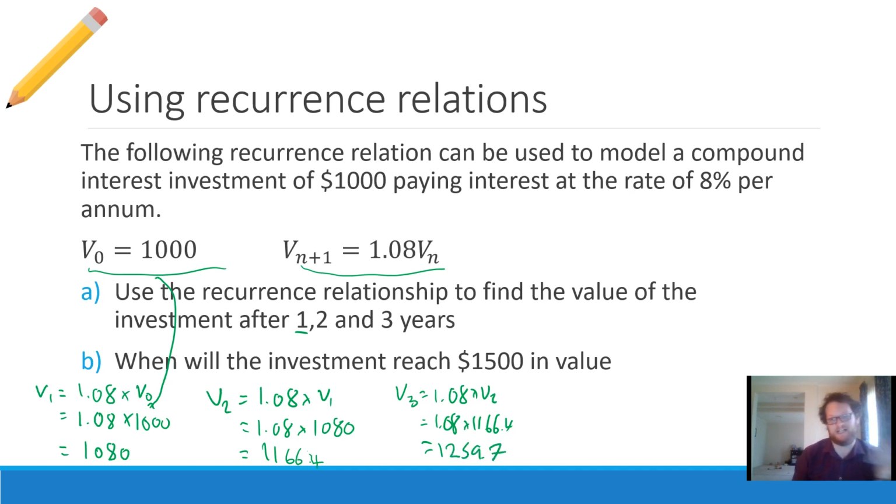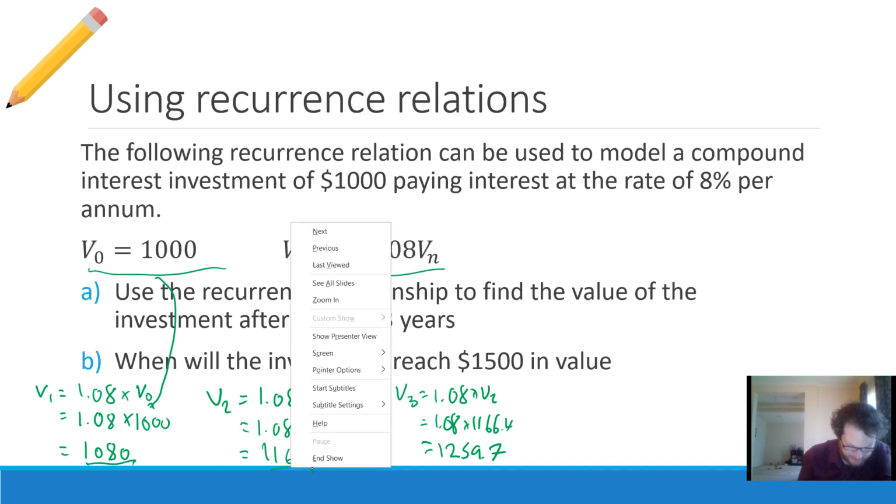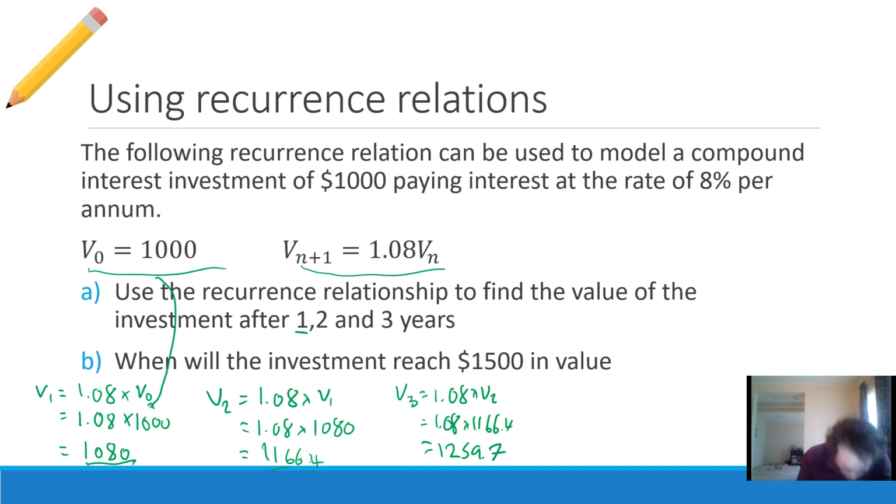It doesn't look like much like geometric increase yet, but you can sort of see it's like, okay, this one went up by 80, this one went up by 86, and so on, and it's going to go up faster and faster and faster. When will the investment reach 1,500?